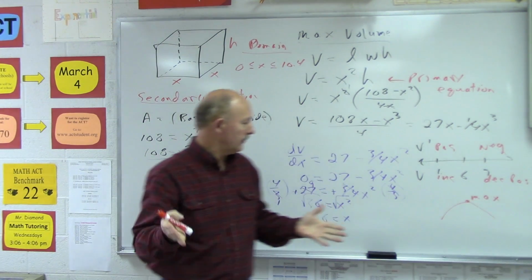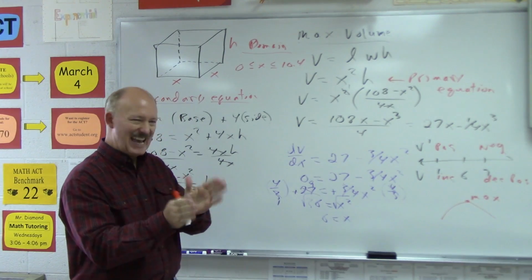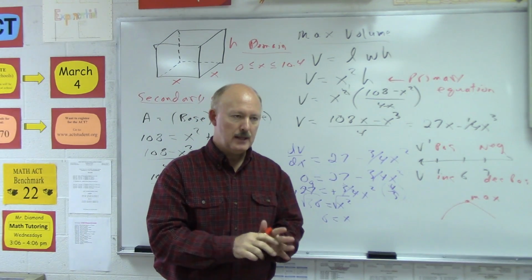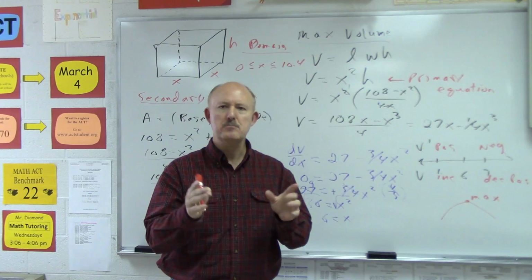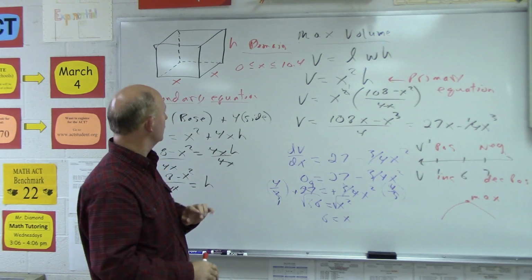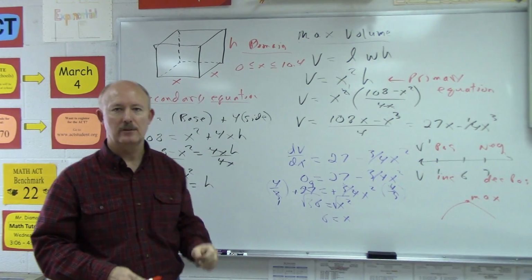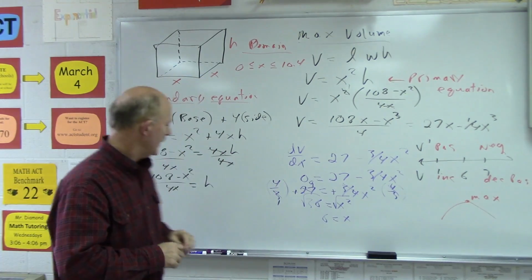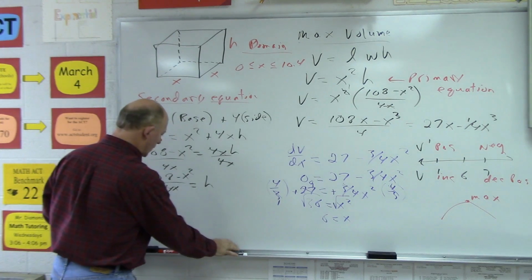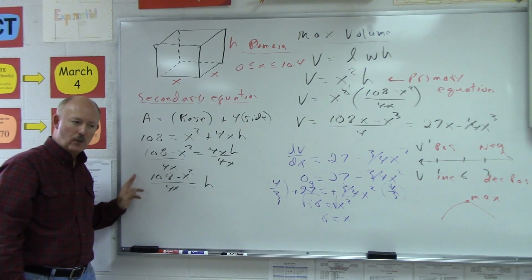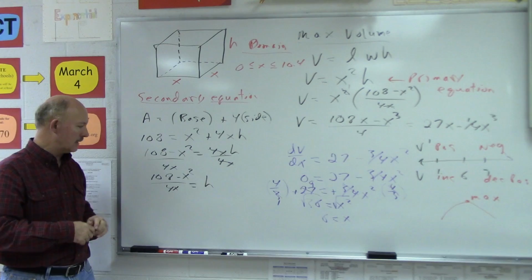Now the problem asks, we got the x value of our maximum value. The problem said to find the dimensions. So we found x, so x has to be 6. So what does the height have to be? We need to figure out the height. To get the height, you come back over here to the secondary equation. So we're going to use the secondary equation to get the height.